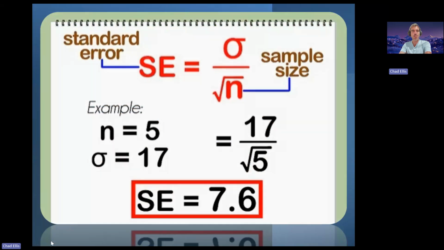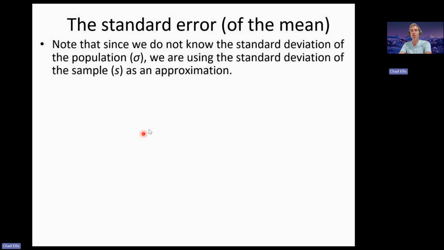But most times, we do not know what the population standard deviation is. So how can we approximate what that is? Well, again, we're going to use the sample. We're going to approximate the population standard deviation using the standard deviation of the sample.